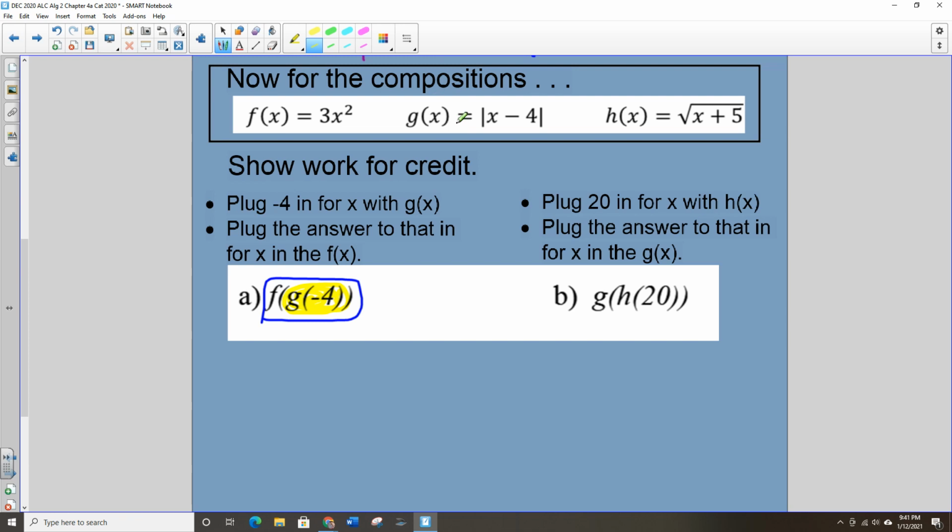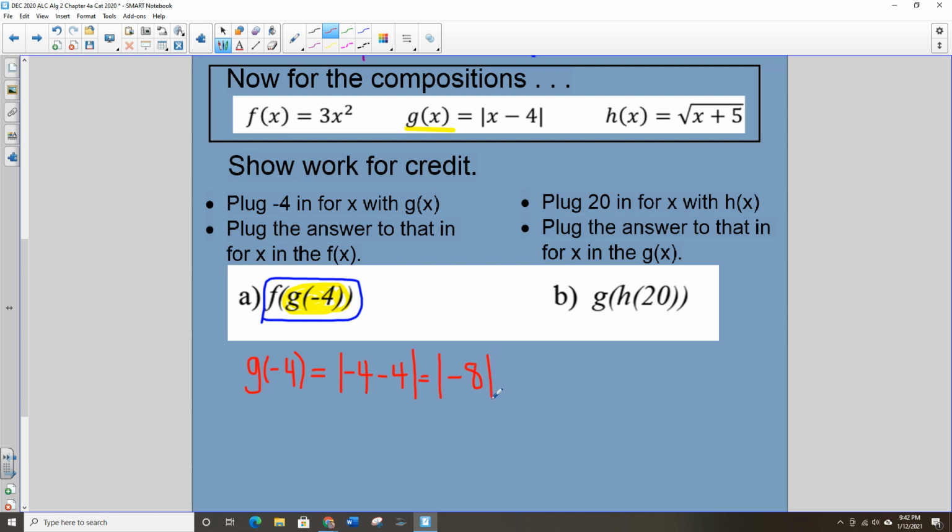And you're going to plug that in to this equation. So we're going to find out what g of negative 4 equals. So we're going to plug that in, and we get another chance at absolute value. So negative 4 minus 4 equals what? Hopefully you said it equals negative 8.